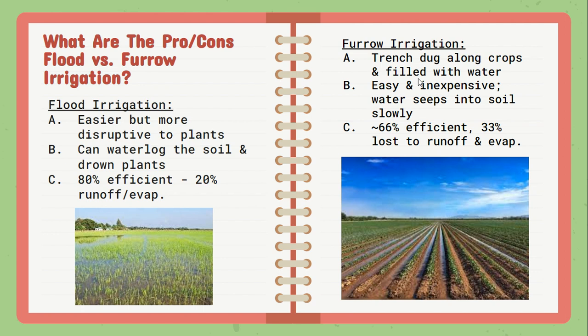Versus furrow irrigation, this is where we dig trenches in between our crops. That's then once again filled with water. It is an easy method. It's typically pretty inexpensive, right? You have a less chance of waterlogging your crops this way. But we tend to see a lot of water being lost to runoff or evaporation.